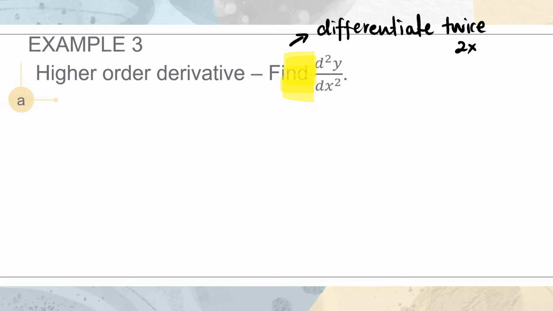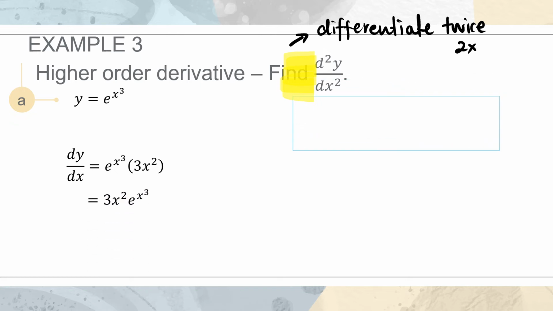Okay, so we are going to differentiate with respect to x two times so that we can find our second derivative. So for the first example, we have y is equal to e^(x cubed). Here we need to find dy/dx first, and we just need to copy, multiply by the derivative of the power, and we get e^(x cubed) times 3x squared. Rearranging that, that will give me 3x squared times e^(x cubed).